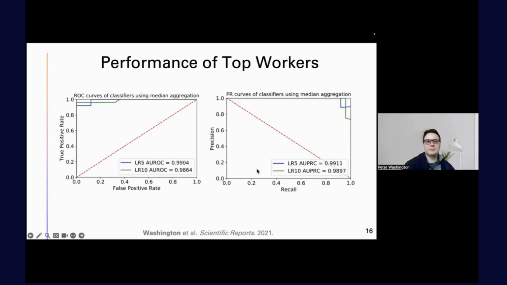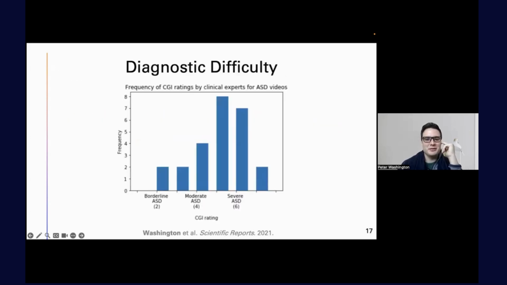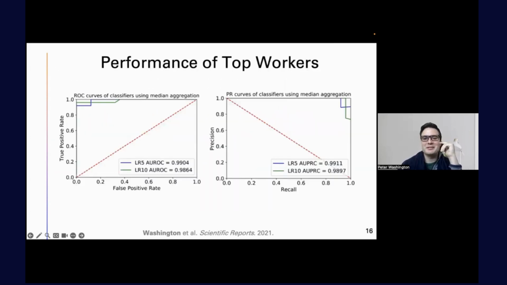So my question for you is, and this is the first interactive component where we could just have you type ideas in the chat: this performance looks really, really good, right? Almost too good to be true. And so here's a lesson. Oh man, I kind of gave away the answer, but hopefully you didn't see that.